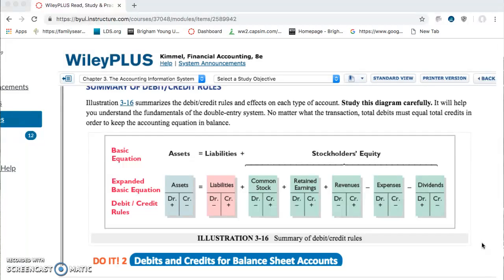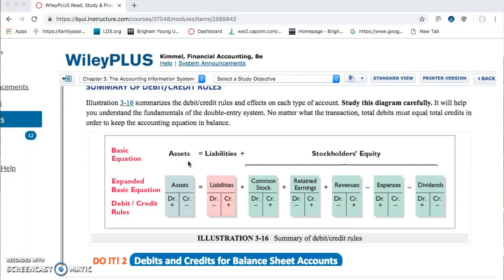So everything in this chapter is really based off of the basic accounting equation, which we see here: the assets equals liabilities plus stockholders' equity. And we know that this equation always has to balance, which is why when you do the debit and credit trial balance, that's when you figure out whether or not it does balance.